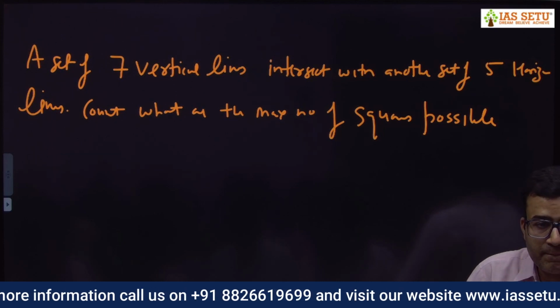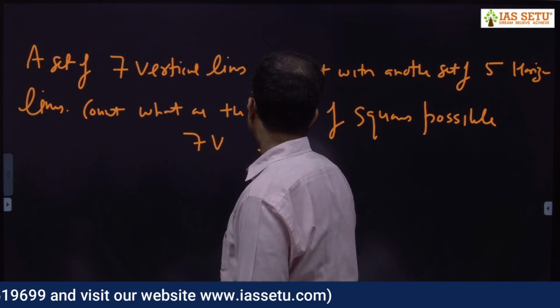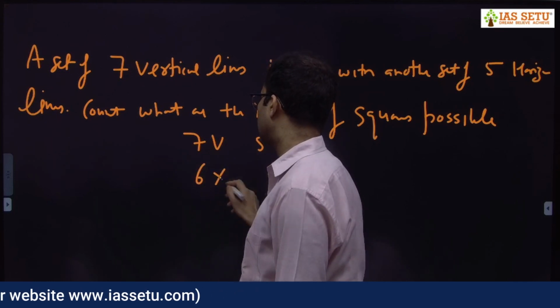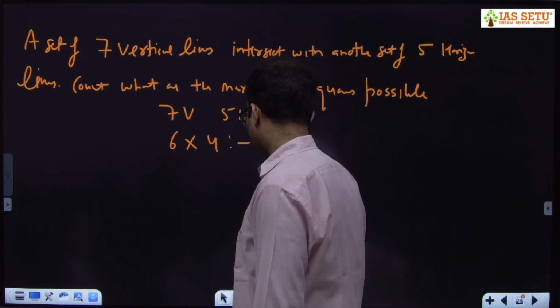What is the answer? Yes. This is 7 vertical and 5 horizontal lines. Your net figure will be 6 by 4. And what I asked was the number of squares.